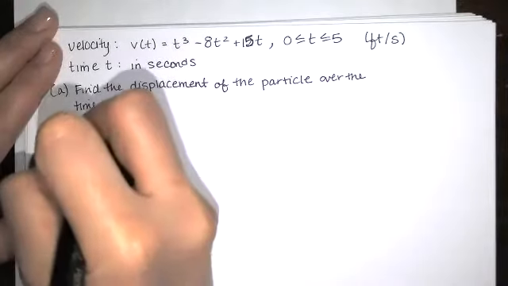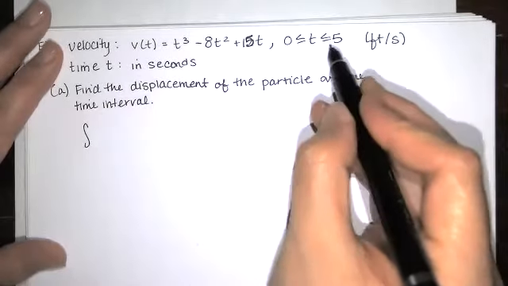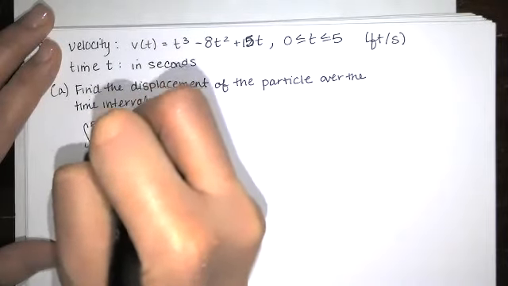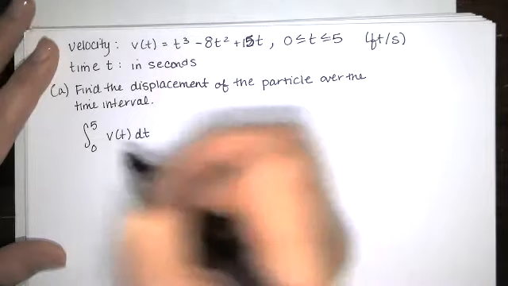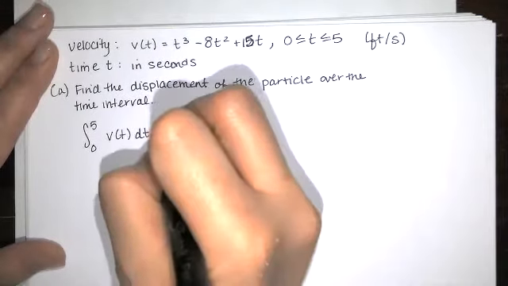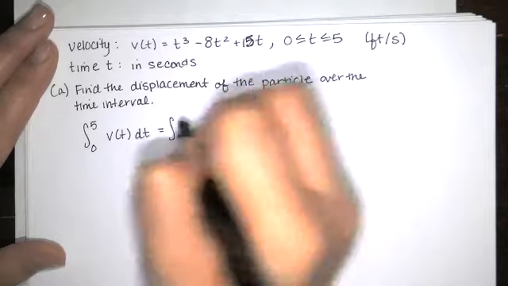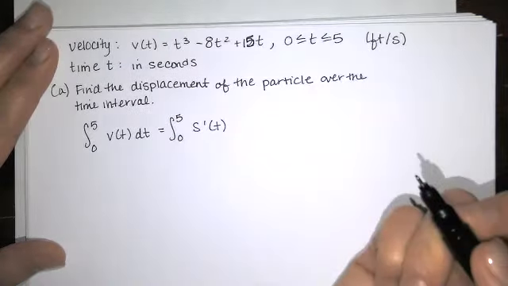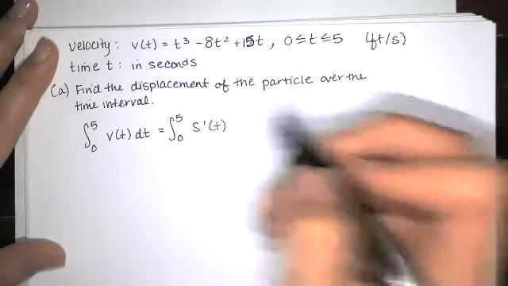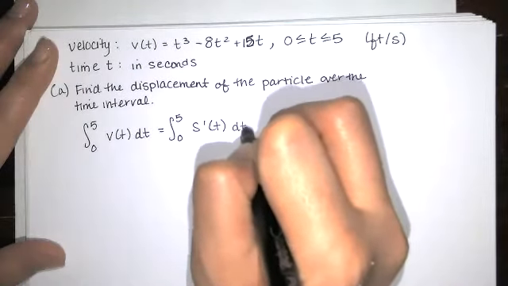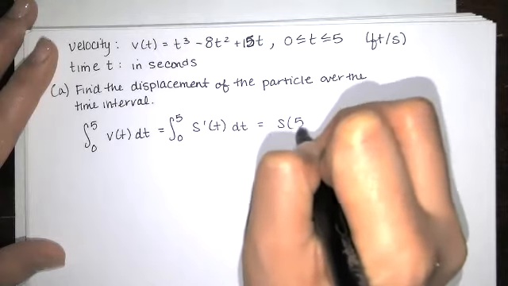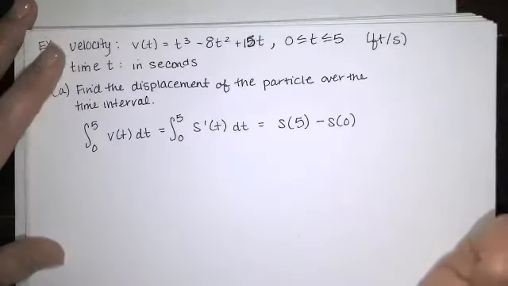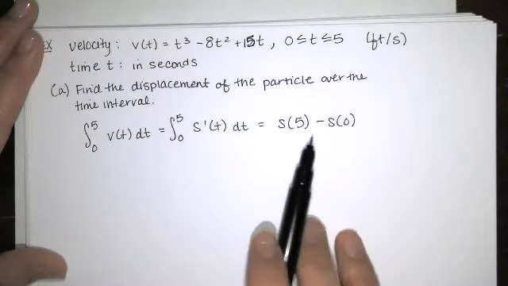Well, I can use the net change theorem to do that. I'm told t goes from 0 to 5. So the integral from 0 to 5 of the velocity function, that's the same as the integral from 0 to 5 of the derivative of the position function. So that's going to give us the position at time t equals 5 minus the position at time t equals 0. So that's how we can interpret our result.